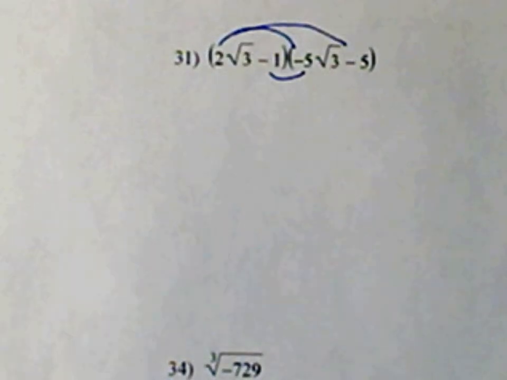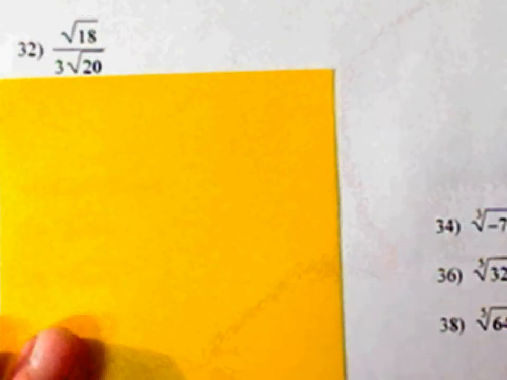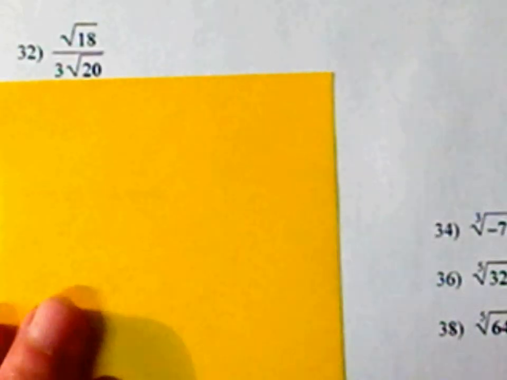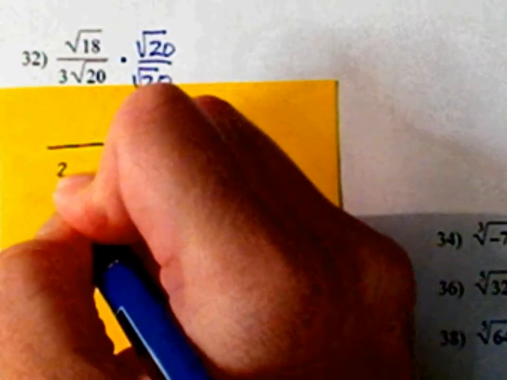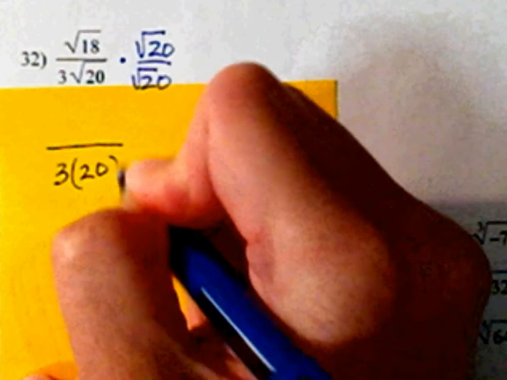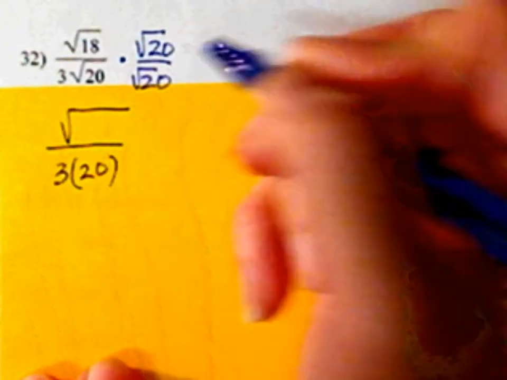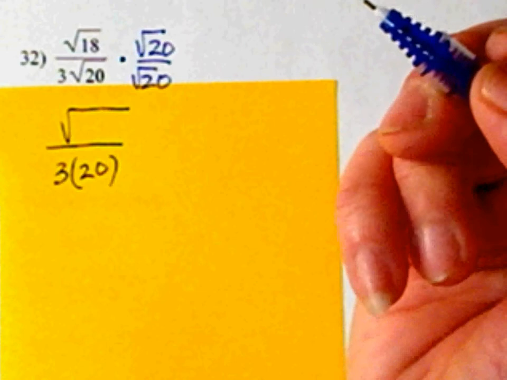Number 32. Now there's different ways you can work this problem. It's all up to you how you want to do it. I'm just going to rationalize it and take it from there. So what I'm going to do is multiply the numerator and the denominator by square root of 20. So what you have is 3. What is square root of 20 times square root of 20? Just 20. And now you have 18 times 20. So 18 times 20 is 360.